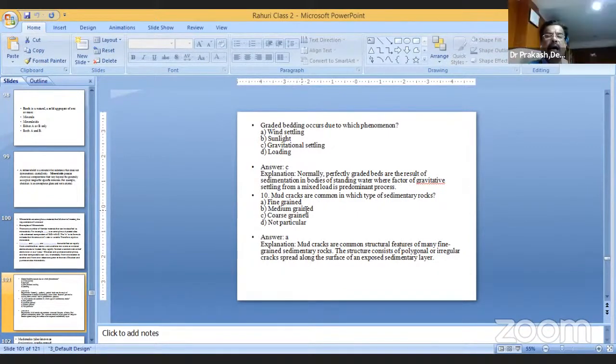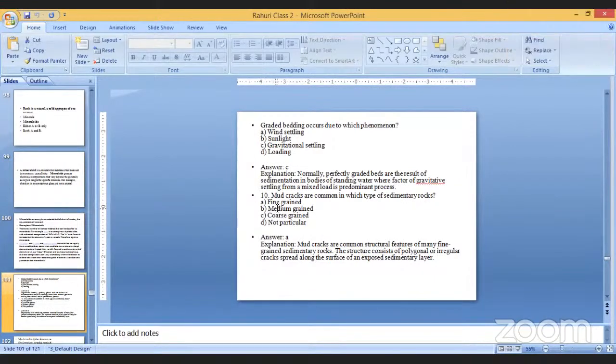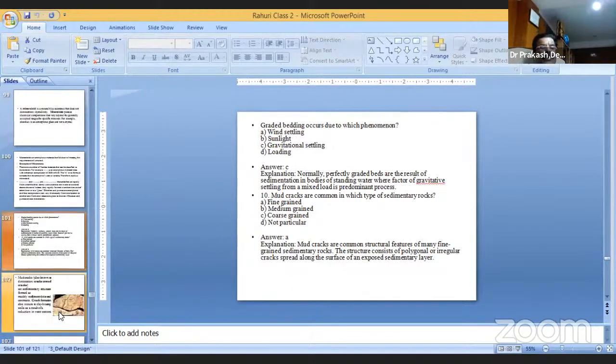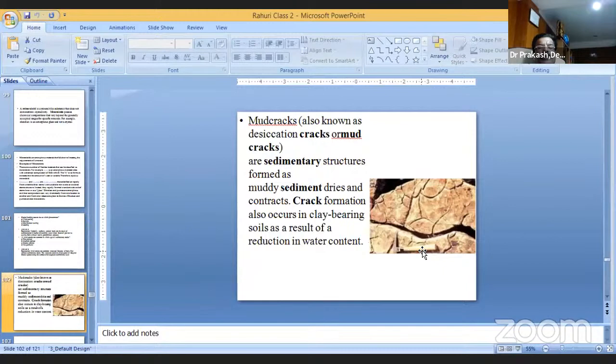Okay. Mud cracks are common in which type of sedimentary rocks? Fine grained, medium grained, coarse grained, not particular. So in case of mud, we see mud cracks only in clay, not in coarse grained. Coarse grained means the particles are bigger in size. So you can see here, these are the mud cracks in sedimentary rocks. So fine grain only.